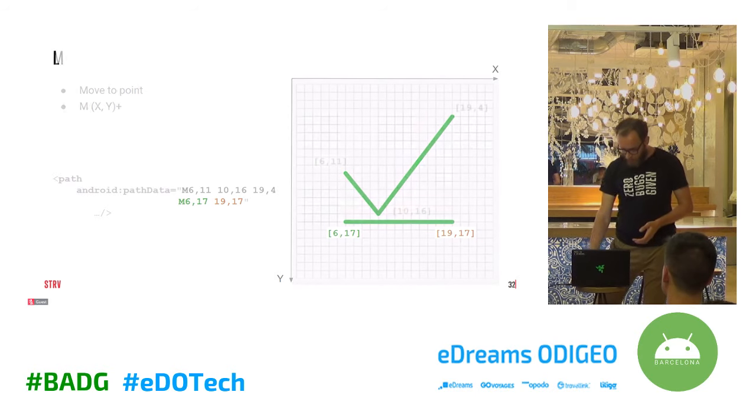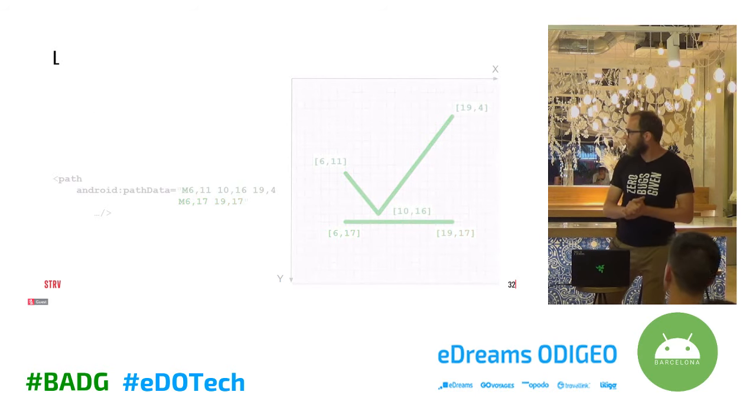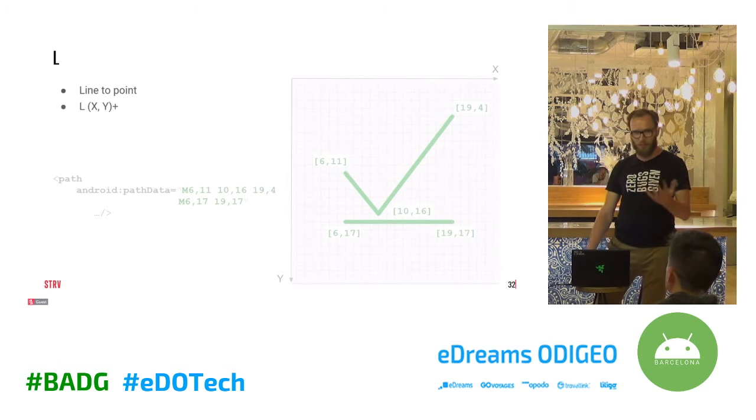Cool. So now I'll demonstrate what L does. Basically, I just reuse what we have right here. So this is a line to a point, and it's defined the same way as M, where you also define an X and Y coordinate where you want to move to.